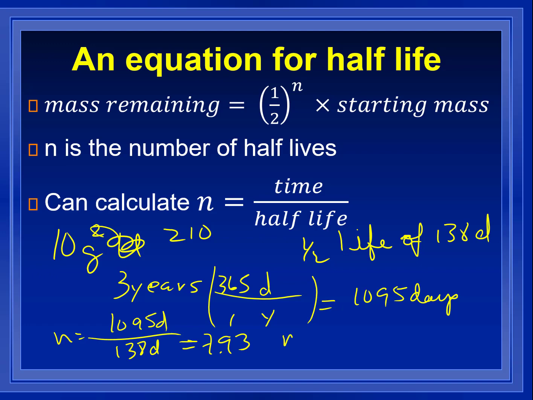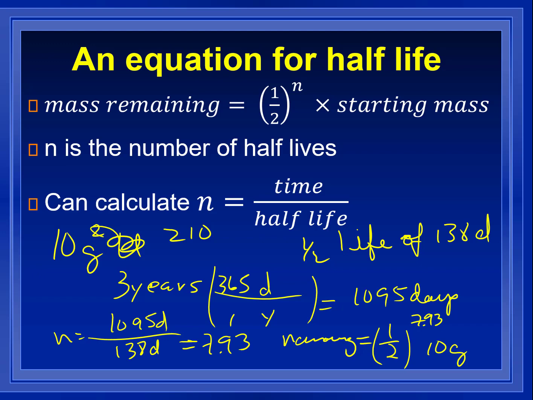So my remaining is going to equal 1/2 to the 7.93 times the 10 grams I started with. So you take how long you've gone divided by how long the half-life is. That'll tell you how many half-lives you've gone. We do that. So we can solve it this way. We can't solve it backwards to find half-lives, because that involves the log function, and you haven't learned the log function yet. You got more functions coming along the way in your math classes.